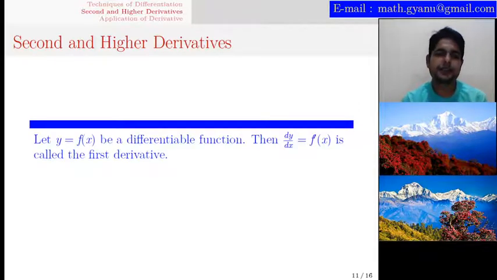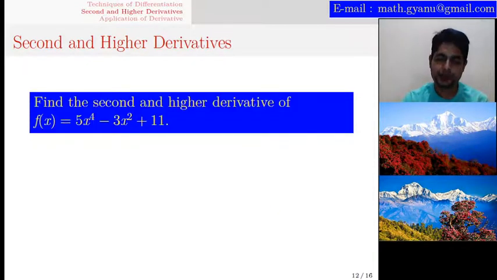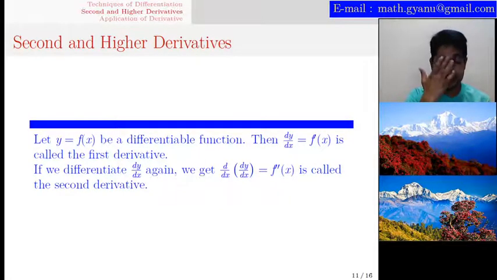Let y equal to f(x) be a differentiable function, then dy by dx can be written as f prime x, called the first derivative. That means when we differentiate the given function the first time, the result is known as the first derivative, and if we differentiate that first result dy by dx again, we get d2y by dx2, which is denoted by f double prime x, called the second derivative, and so on. Similarly we can obtain the third derivative, fourth derivative, fifth derivative.